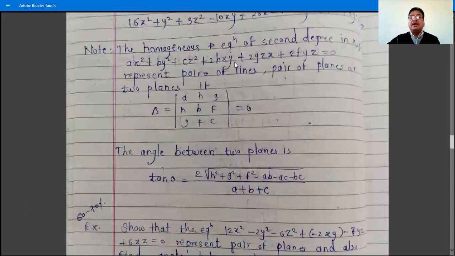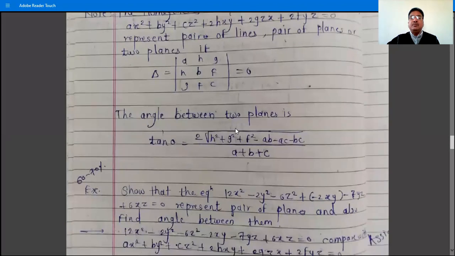But remember that the coefficient of XY is 2H. The coefficient of ZX is 2G. And remember that the coefficient of YZ is 2F. So the XY coefficient is in terms of H, the ZX coefficient is in terms of G, and the YZ coefficient is in terms of F. So if this delta, this determinant, is 0, then this homogeneous equation of second degree represents a pair of planes.